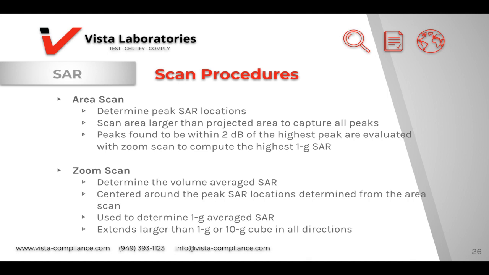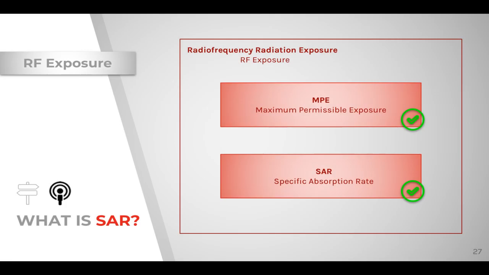The zoom scan should be centered at the peak SAR locations, which we determine from the area scan, and which we use to determine the final 1 gram average SAR value. The zoom scan should also extend about 1.5 times larger than the dimension of the 1 gram or 10 gram cube in each direction. So that was some of the basics for the SAR requirements.